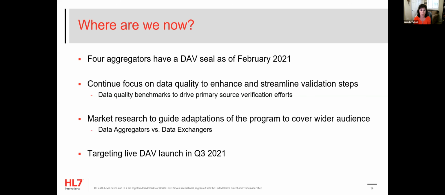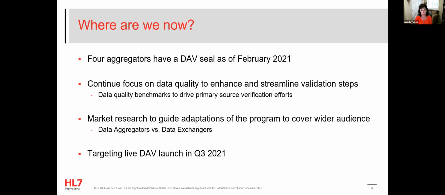So as of February of 2021, we have 4 aggregators, 3 in New York, 1 in California, who have passed the program, received the DAV seal, and can actually share the validated CCD data for HEDIS reporting for this current HEDIS cycle. We are now in a phase where we are gearing up for a live launch of this program. And as we live launch this program and continue to enhance and mature it, we want to continue to focus on data quality, and John Demore's following up, and he was helping us through the process of the pilot, and where can we further use data quality metrics to enhance and streamline validation steps.